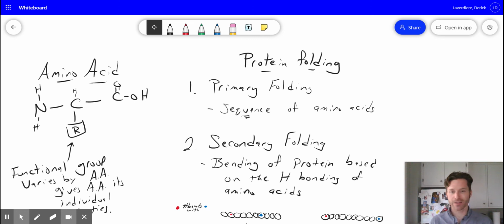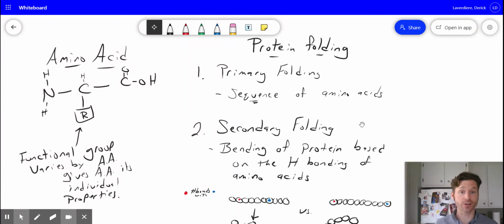Are back, and today we are talking about protein folding. And so proteins get their function, like all things do, from their shape. And their shape is determined by their folding patterns. And so there are 4 levels of folding: primary, secondary, tertiary, and quaternary.